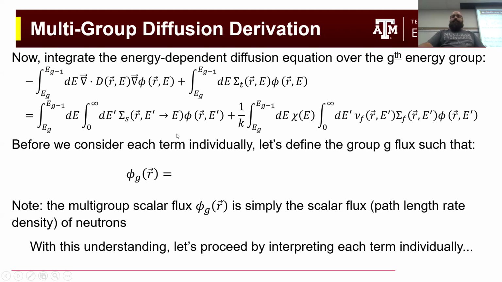And it's going to be helpful for us to define the group g flux. Effectively what we're doing is taking an energy dependent scalar flux and trying to turn it into a regular scalar flux. So if I have the energy dependent scalar flux, what do I have to do to that quantity to convert it into just a total scalar flux?